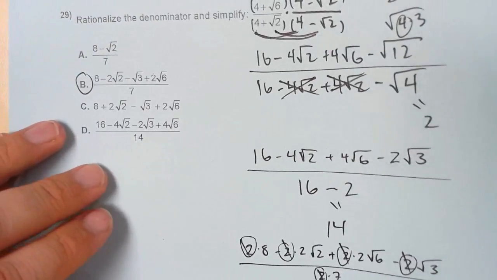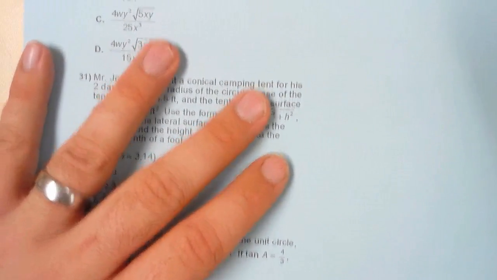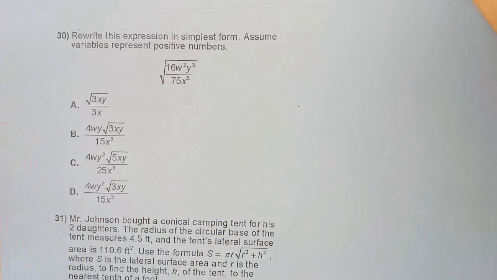Okay, let's look at number 30. So, 29B. Number 30 is the last one I'm going to have us do for today. Rewrite this expression in simplest form. Assume the variables represent positive numbers. Oops, there it is. So, number 30, we're going to simplify.